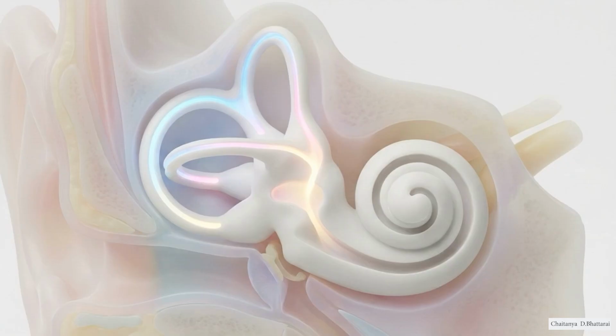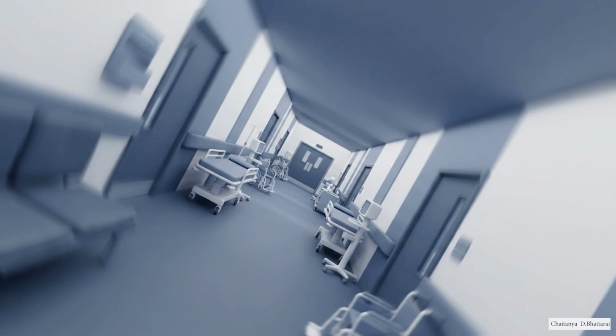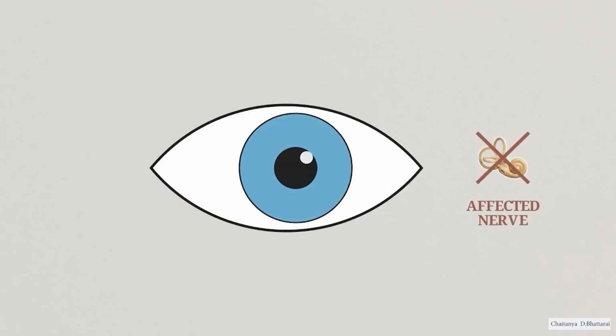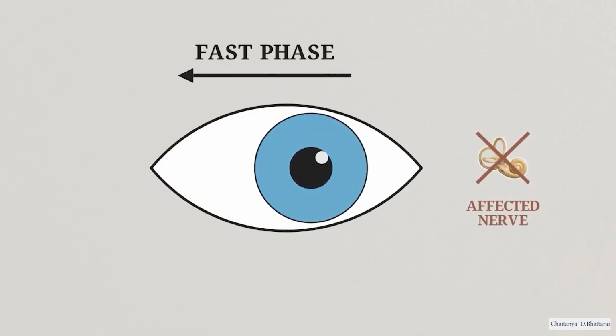The second division of cranial nerve 8 is the vestibular pathway. Dysfunction here presents clinically as equilibrium issues, vertigo, and nystagmus. When nystagmus originates from a vestibular nerve deficit, the eye movement follows a strict directionality. The fast component of the reflex is directed away from the affected nerve.